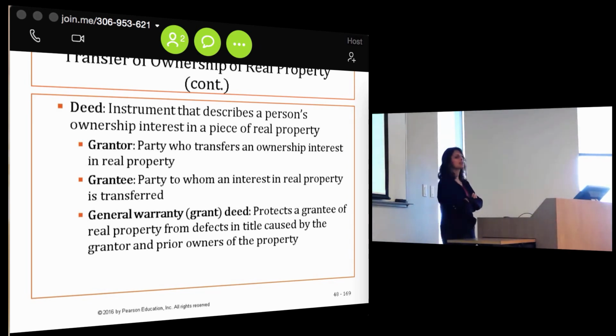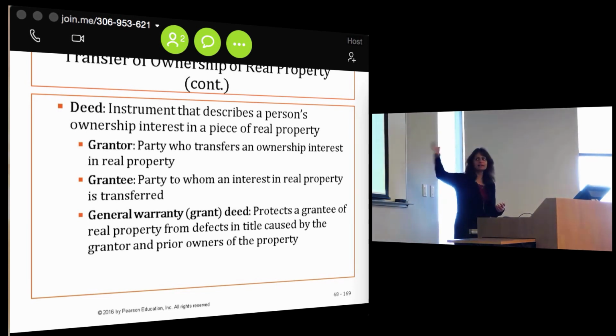What about someone else that might have an interest? What if there was a lien on that property, right? That kind of thing. What if the owner sold it to two people at the same time, right? I mean, that kind of thing. So yeah, it's kind of nice to have a deed where someone says that I'm giving you a clean title, which means that if it doesn't turn out to be clean, I'm liable.